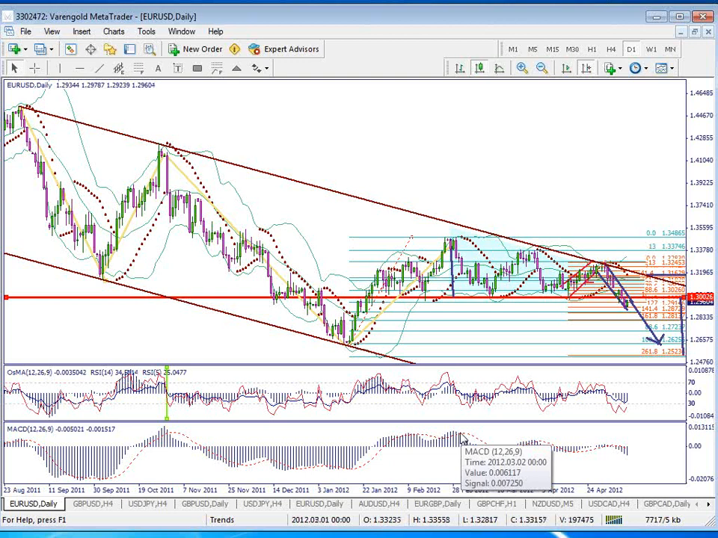But this one, when the histogram is going to make a smaller bar and the red line is going out from the histogram, here we have the signal for sell. Here a lot of traders are opening a new position, maybe smaller.